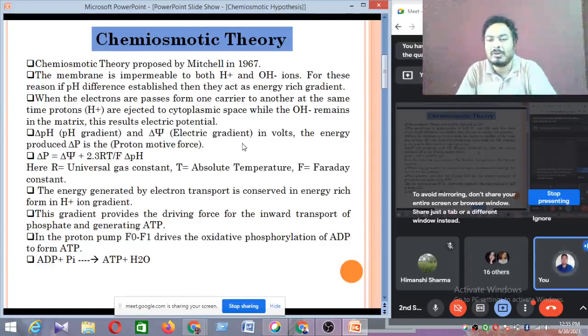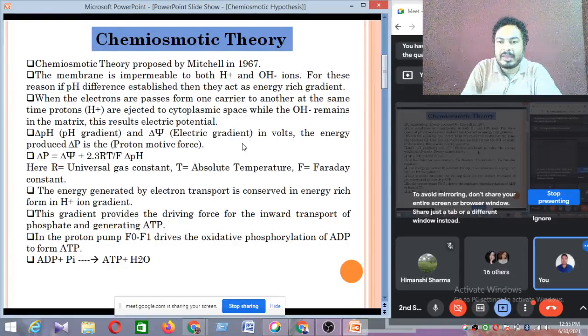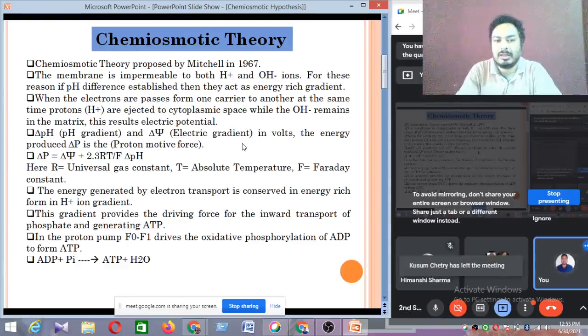Every H plus molecule now becomes an energy-rich molecule. This is called the proton motive force. This energy is captured by the H plus molecules from the electric gradient. That's why all the H plus molecules become energy-rich, and this is called the proton motive force. Finally, we get an equation, and this is the equation.